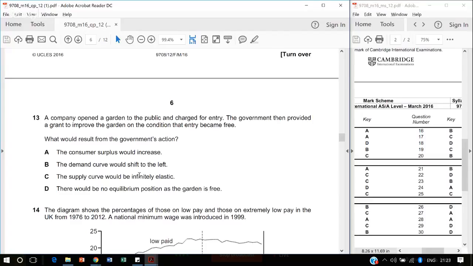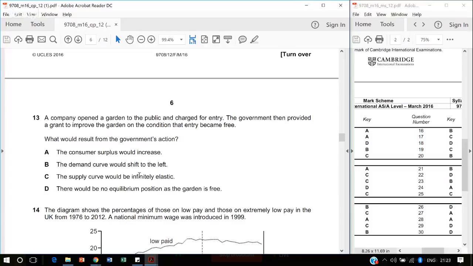The demand curve would shift to the left. Unlikely that there'd be a shift in the demand curve to the left because the garden is now nicer. So demand would shift to the right. And the fact that it's now free is an extension on the demand curve in the rightwards direction as well.